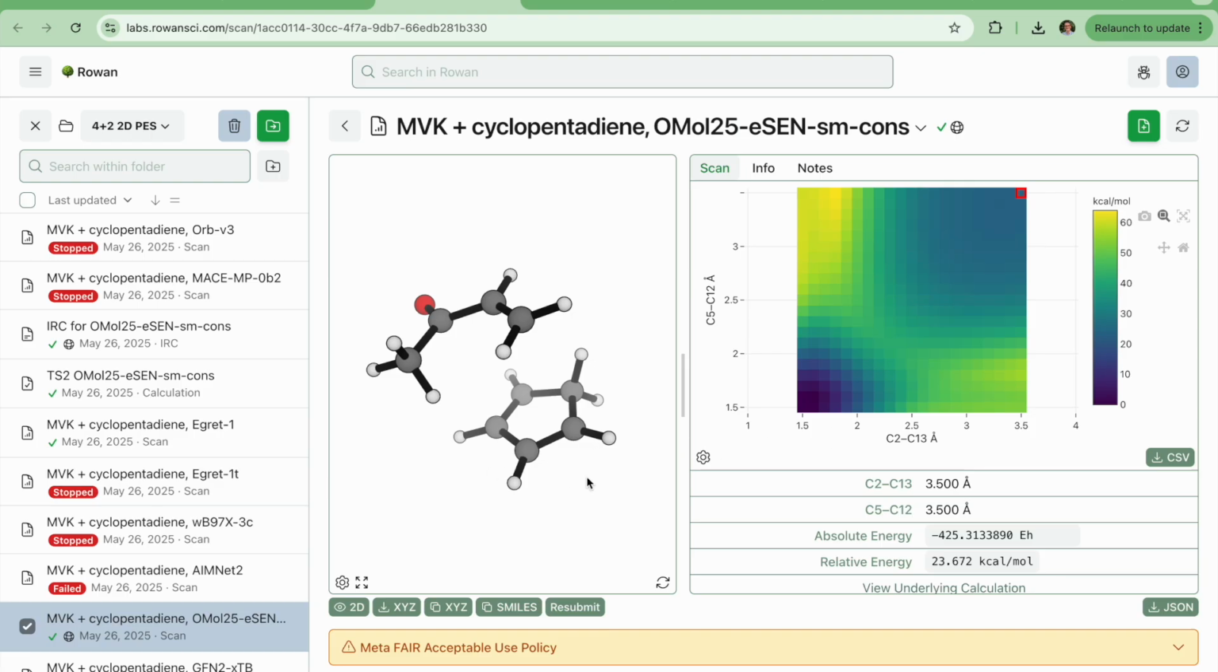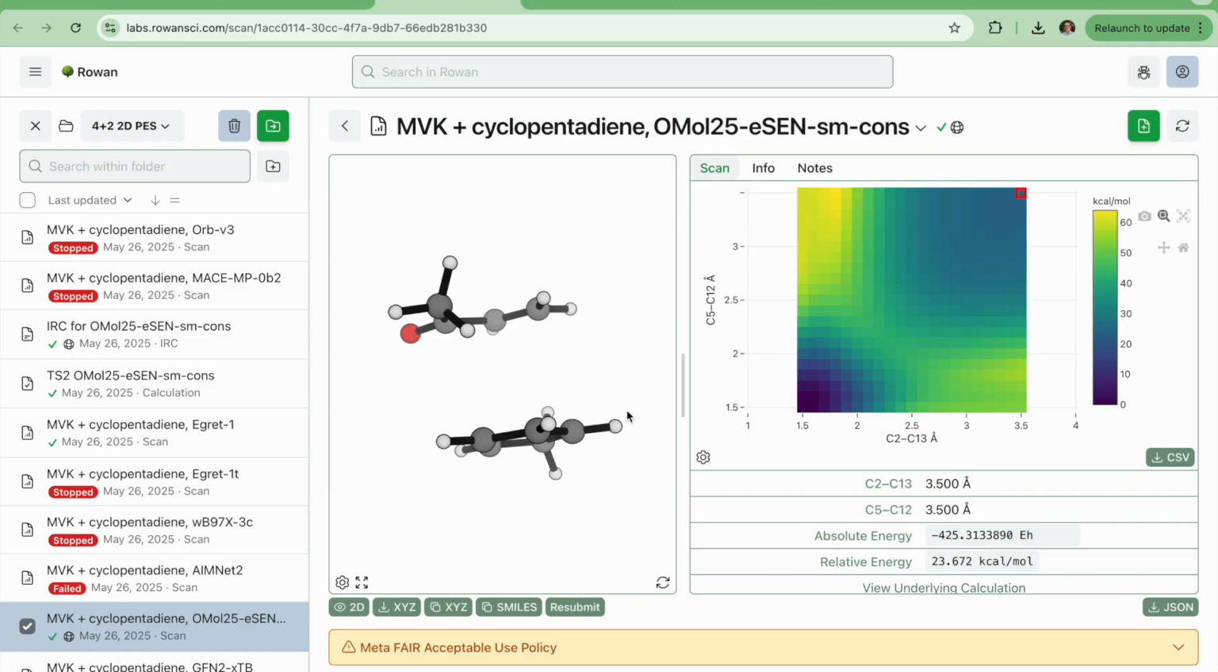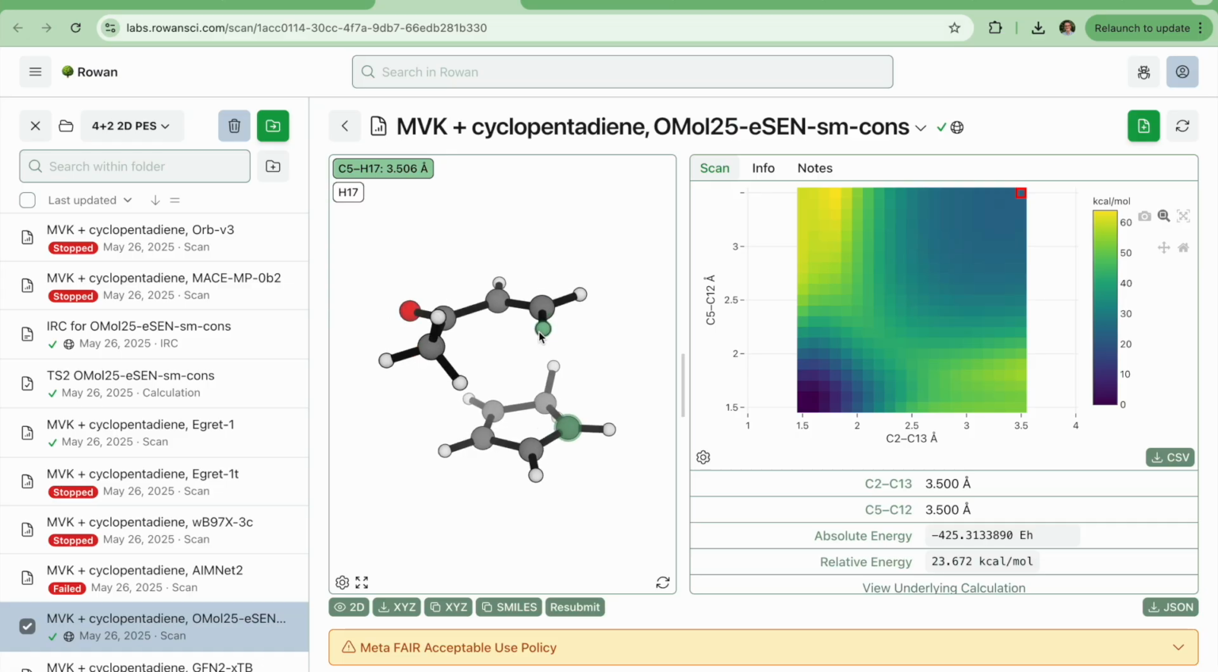And one of the things we can ask is, we actually have two forming bonds here, right? So we have C5 and C12, sorry, that's the hydrogen, C5 and C12 as highlighted in green. This is going to be one forming bond. And we have C2 and C13 here. That's another forming bond. And we might wonder, are these two bonds going to form exactly at the same time?